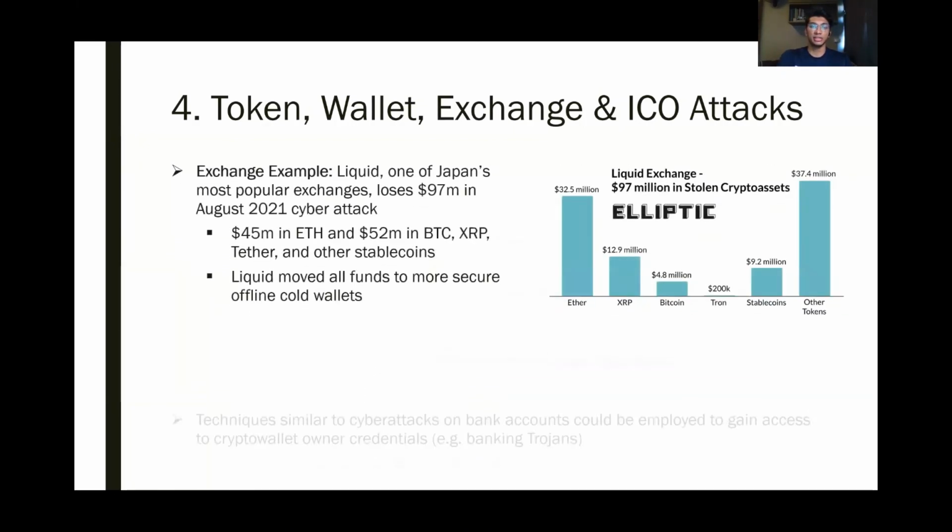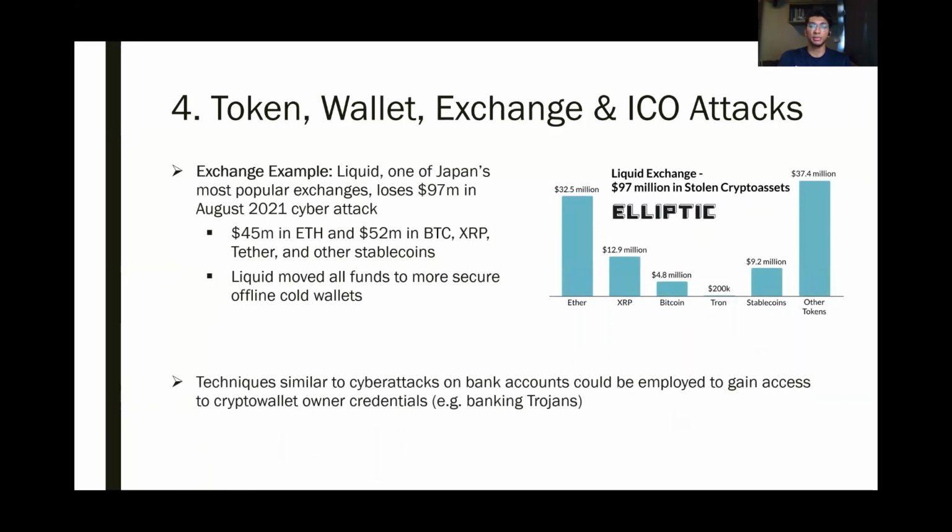Another example of an exchange would be Liquid, one of Japan's most popular exchanges, which lost almost $100 million in a recent cyber attack in August this year. They lost $45 million in Ethereum and $52 million in Bitcoin, XRP, Tether, and other stablecoins. Other more common wallet attacks include using Trojans or software to gain access to wallet credentials, similar to how cyber attacks on bank accounts are executed.